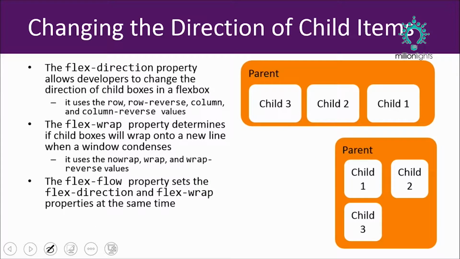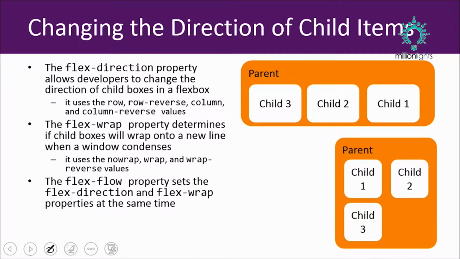You can also change the direction of child items, right? Like we had mentioned before. We use the flex direction property in order to do that. You can go back and take a look at the table that featured the row reverse, column, and column reverse values to learn a little bit more about that.